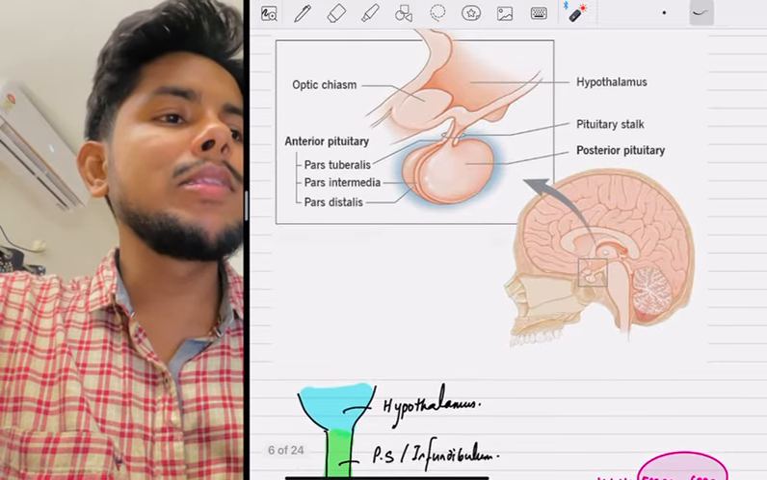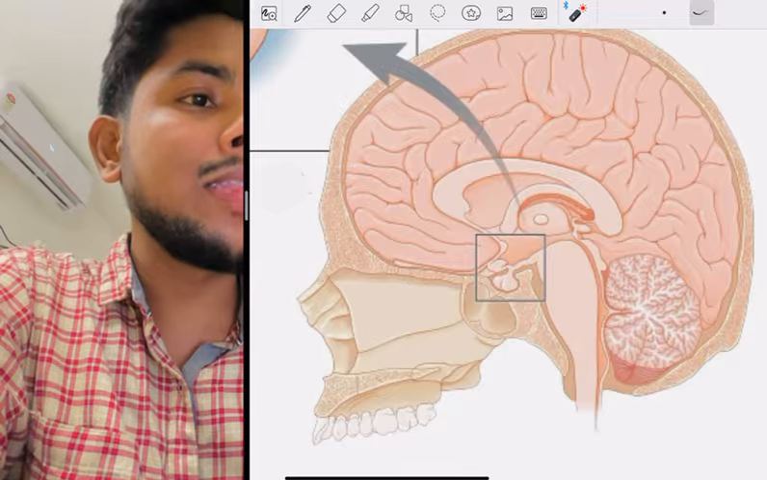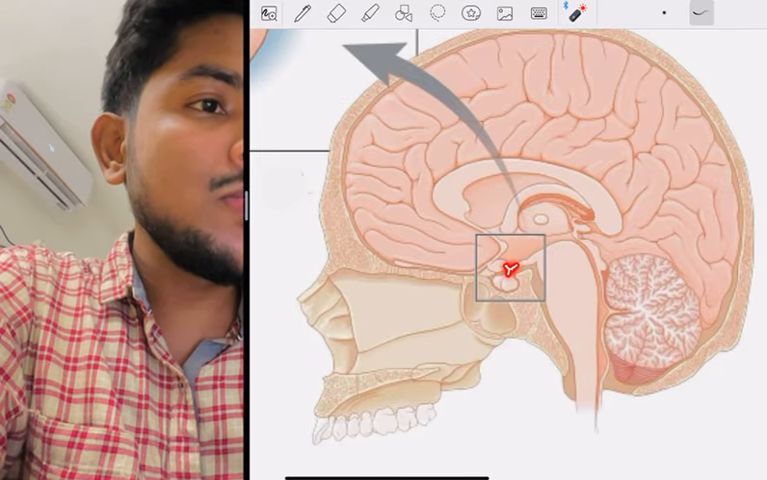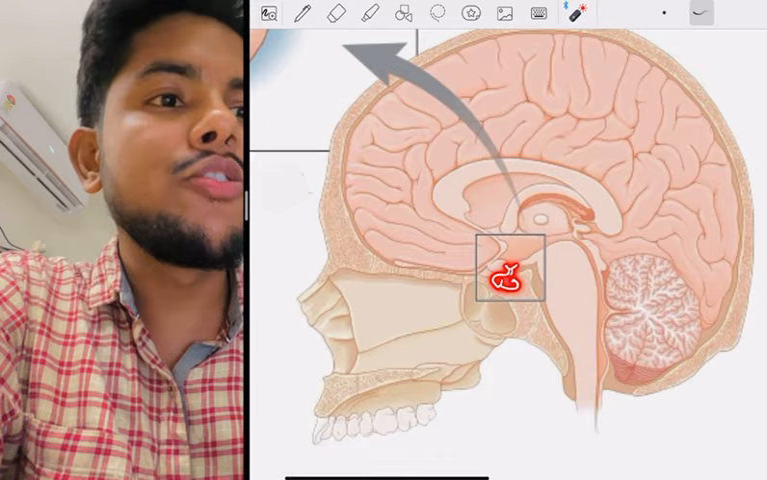Now, if you can see this diagram here, it is very important. Please try to understand this. So this is your hypothalamus over here, then you have the pituitary stalk, and then you have the anterior pituitary gland, and then we have the posterior pituitary gland.